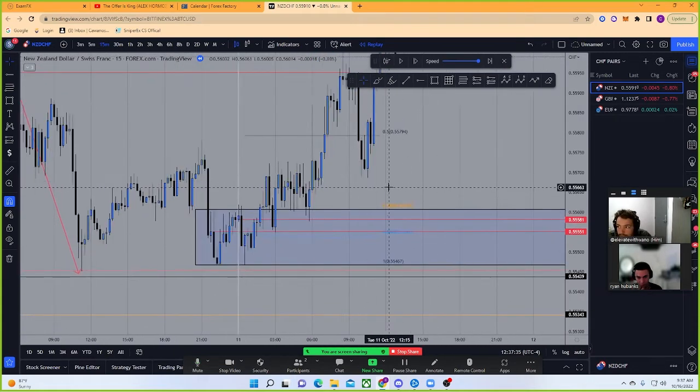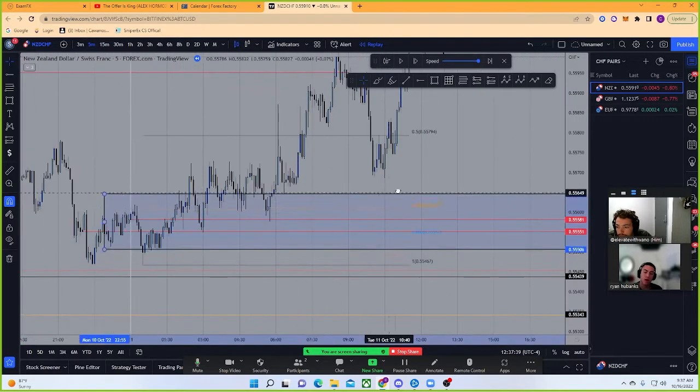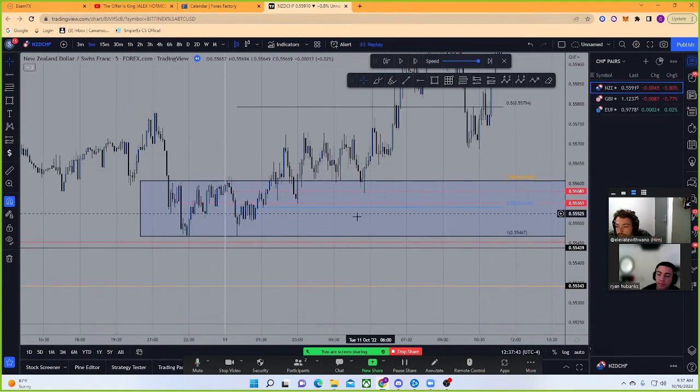So test that out and see which one works best for you. We can get down to the 5 minute and also see the last buy to sell candle here at that red line. Also this last sell to buy candle around that red line that we pointed out first. And we also have this sell to buy candle here around this red line. So we can use any of them.